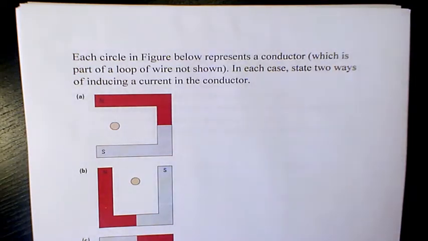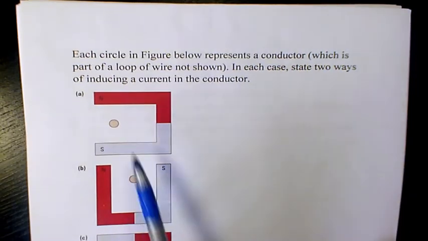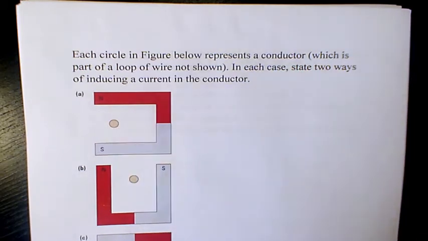This is Massey. In this video I want to talk about the law of electromagnetic induction. As you know, an electric current is induced in a conductor whenever the magnetic field in the region of the conductor changes. So in this example, it says each circle in the figure below represents a conductor which is part of the loop of wire not shown. In each case, state two ways of inducing a current in the conductor.